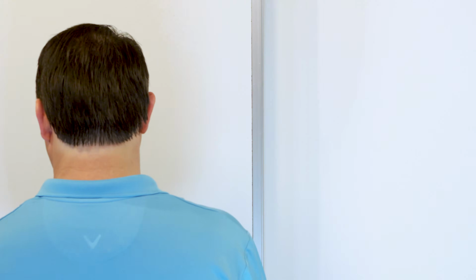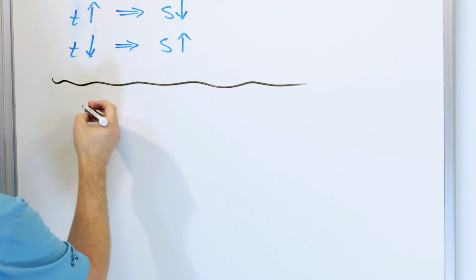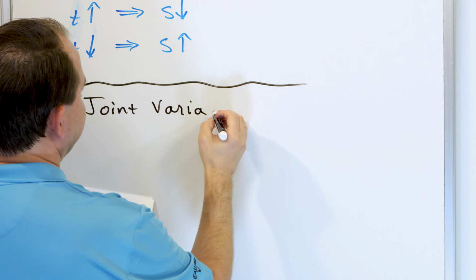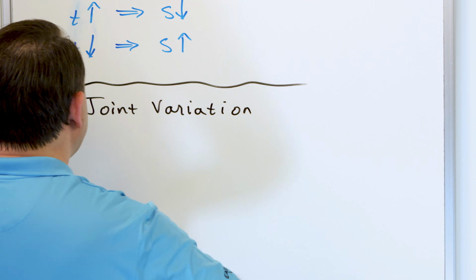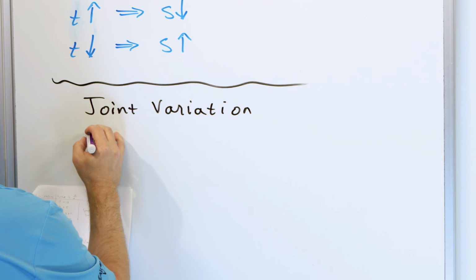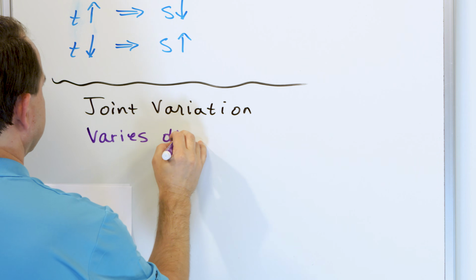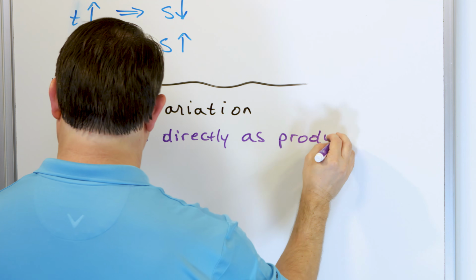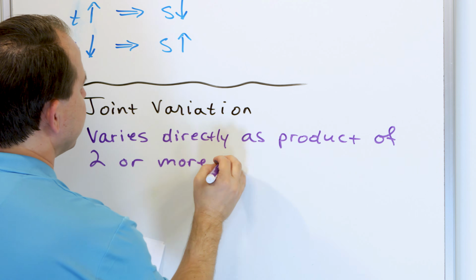I'm going to do it right here. I want to talk to you about, actually I want to do it over here. I want to talk to you about what we call joint variation. Don't worry, it's very easy to understand. We just have a new word for it. But basically, joint variation happens when we have variation, or varies, directly as the product of 2 or more variables.